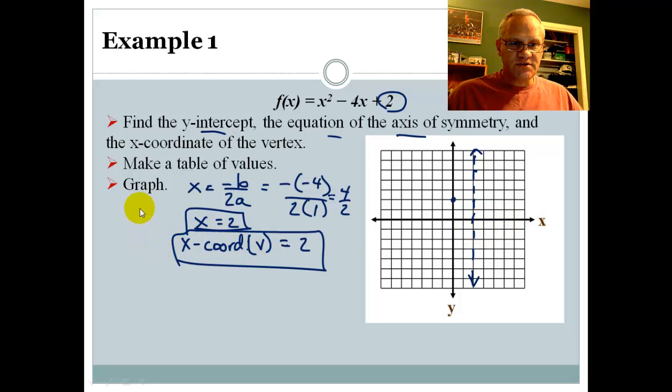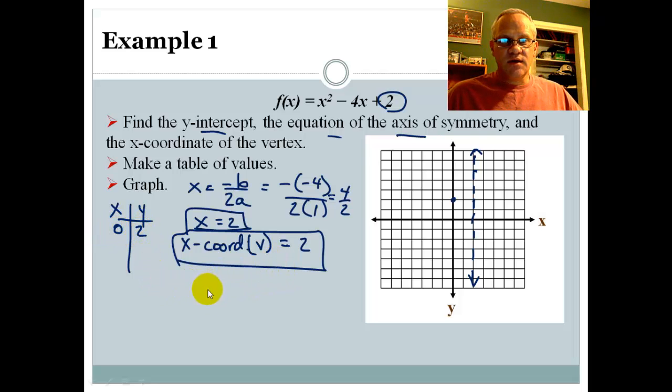So on my table here, I'm going to make it over here, x and y. And we know one of these, well, actually we know this one, don't we? The y-intercept. We know it's 0, 2. And then we'll have something at 1 and something at 2 and 3 and 4. That's because it's going to be here and it's going to go down, something like that. We'll figure out exactly where those are in a second.